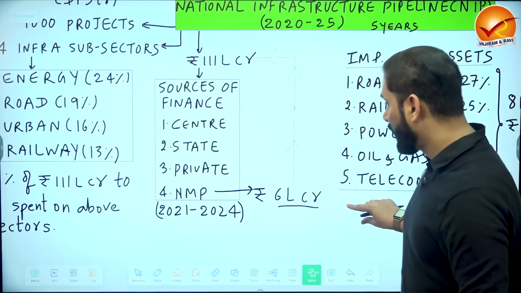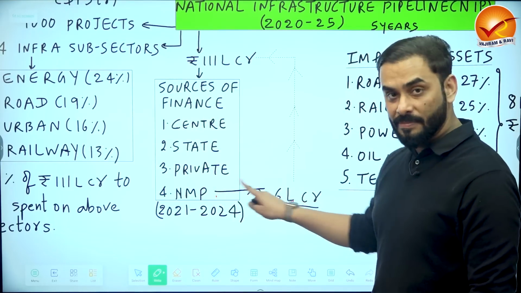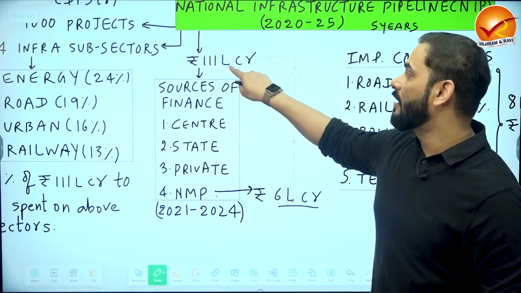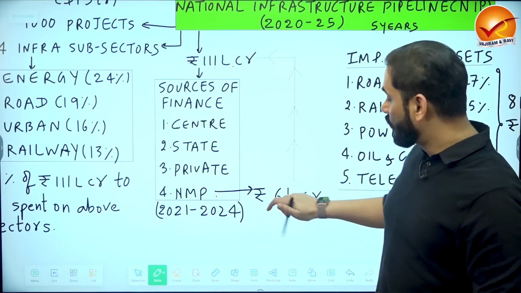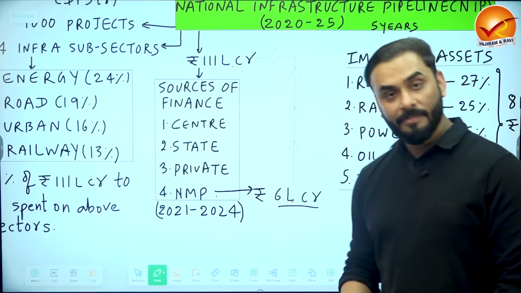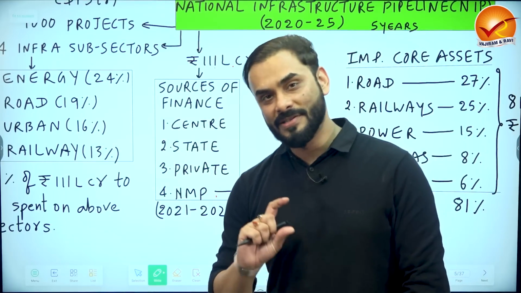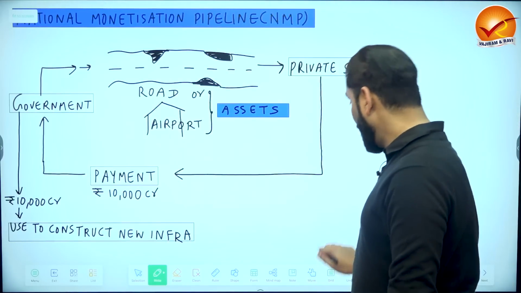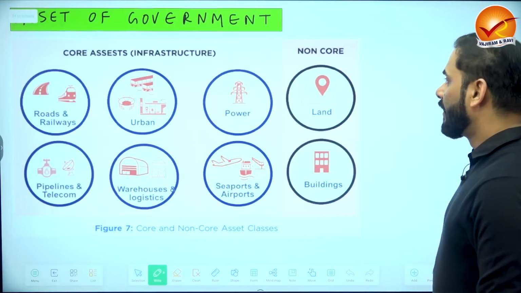So look at this, guys. This 6 lakh crore which will be arranged through national monetization pipeline will be used in this 111 lakh crore fund. So out of 111 lakh crores, 6 lakh crore will come from national monetization pipeline. Now what is national monetization pipeline and what is the model? To understand this, let me take you through this example.